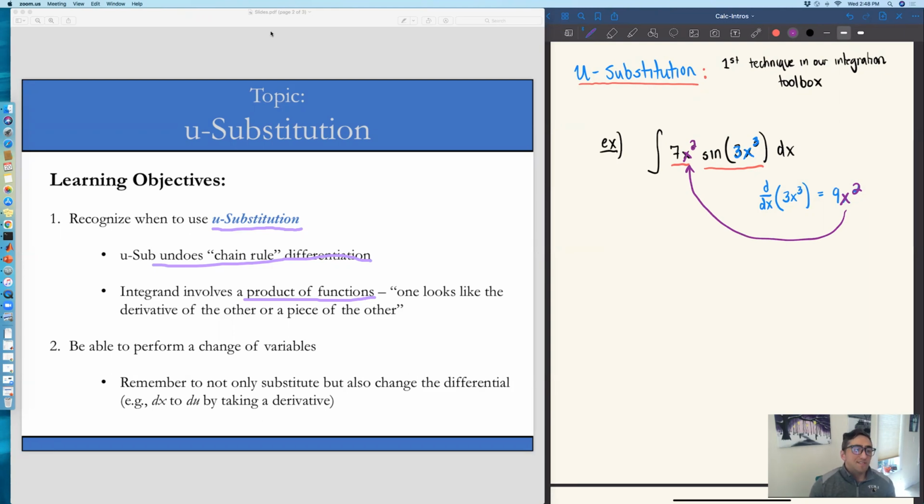And while we're going through these examples, we're also going to be able to see how to perform change of variables in calculus. And we need to remember that we're not only going to substitute what we call u, but we also need to switch that integrand differential from a dx to our new variables in terms of du as well.